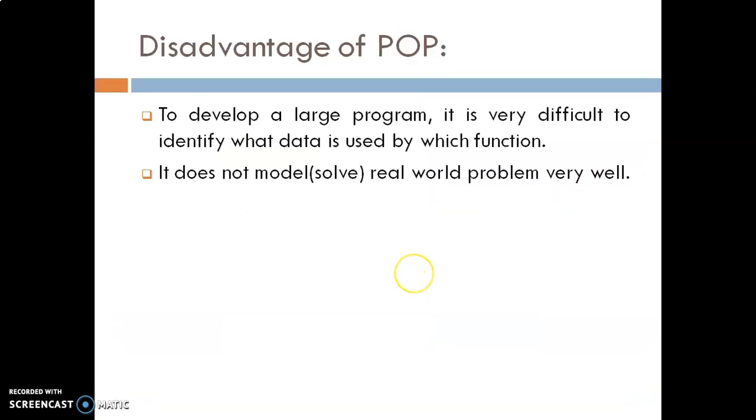So the disadvantages of POP, that is the pitfalls of conventional programming languages like C, Fortran and COBOL, are these. To develop a large program, it is very difficult to identify what data is used by which function. When these languages follow the concept of POP, it becomes very difficult for programmers or users to identify what data is used by which function. So the data hiding feature is missing here. It does not solve real world problems very well. When we are talking about C++, we are able to solve real world problems. So these are the pitfalls of POP.